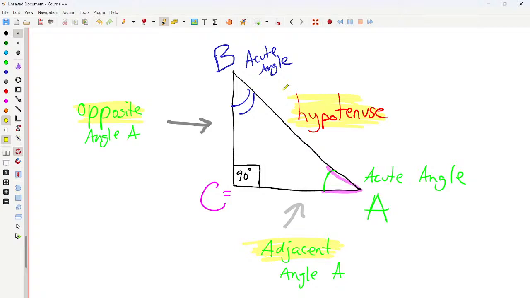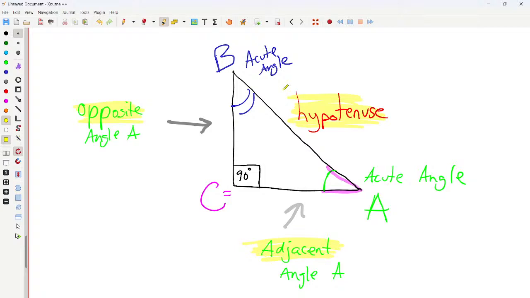But what side is now opposite? This. And the word's going to change. So the side that's adjacent to angle A is also the same side that's opposite angle B. Do you see where that's going a little bit? So the words opposite, adjacent, and hypotenuse play a big role, as well as what angle we're talking about.